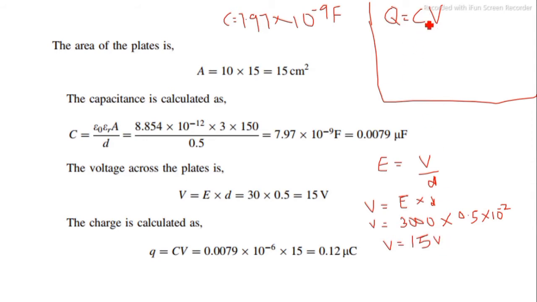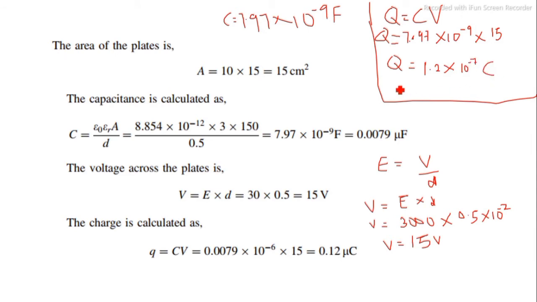Since you have your capacitance and your voltage, you can calculate your charge. Your charge will be the capacitance, 7.97 times 10 per minus 9, times the voltage. The voltage is 15 volts. If you calculate this using a calculator, your charge is 1.2 times 10 per minus 7 coulombs.